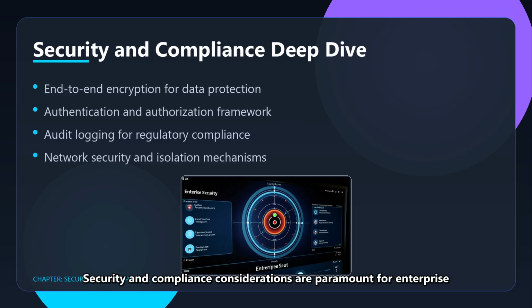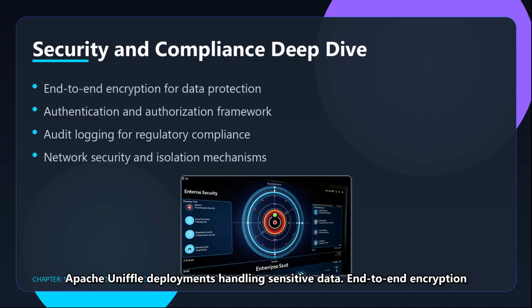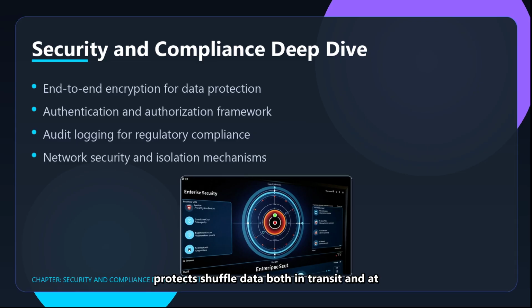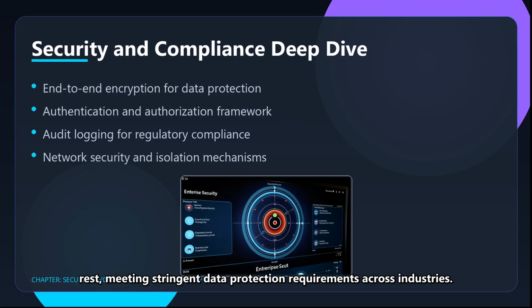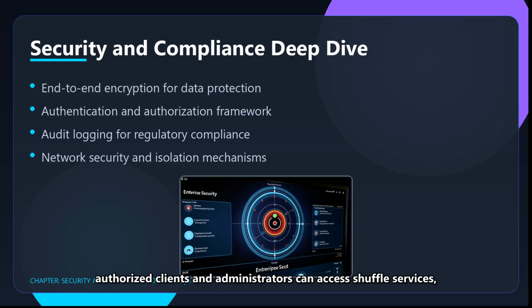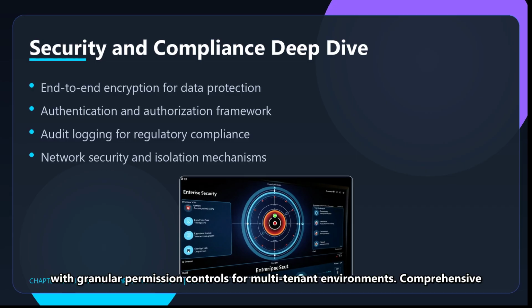Security and compliance considerations are paramount for enterprise Apache Uniffle deployments handling sensitive data. End-to-end encryption protects shuffle data both in transit and at rest, meeting stringent data protection requirements across industries. Robust authentication and authorization frameworks ensure that only authorized clients and administrators can access shuffle services, with granular permission controls for multi-tenant environments.